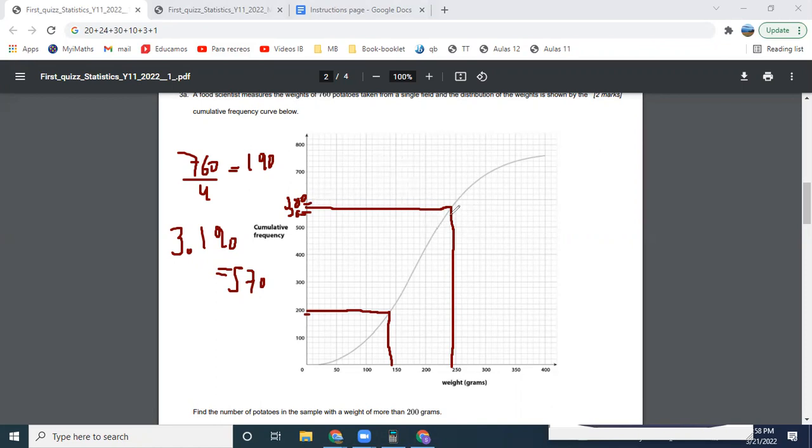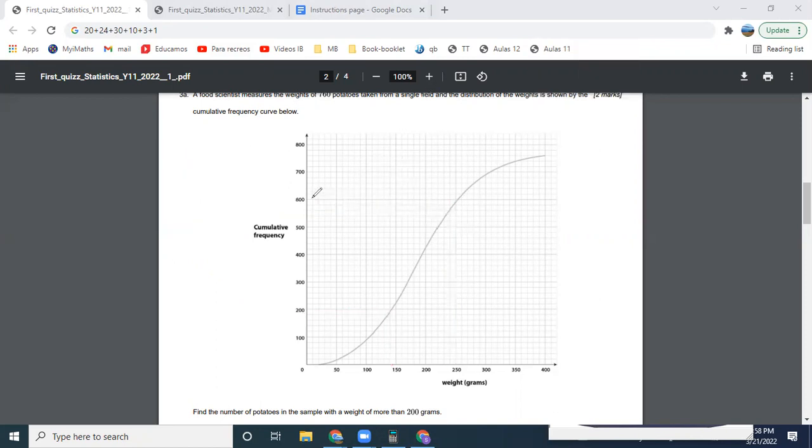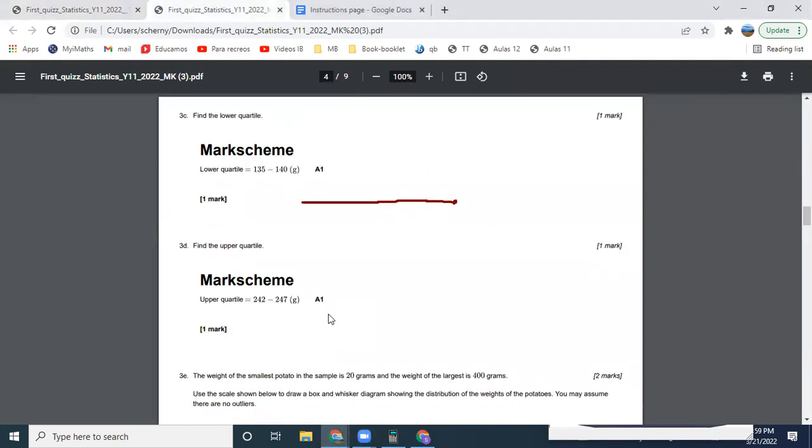Because check that the 250, I mean the 580, sorry, I will clean here, and check that the 250 is here. So this is a value greater than 580, and since we want 570, the value must be lower than 250. The mark scheme shows that between 244 and 247 should be the answer, okay?